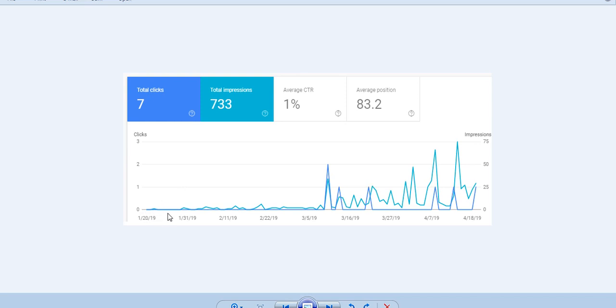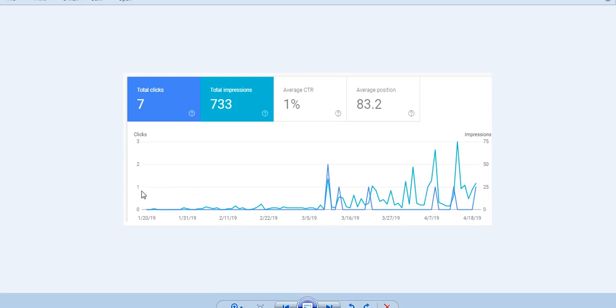As you can see over here, for most of January, then February, and then in March, there was hardly any activity. There were hardly any impressions, hardly any clicks. But I was doing the things that I'm going to be talking to you about in a short moment. And now, as you can see, it's almost like there's a crazy boost going on.